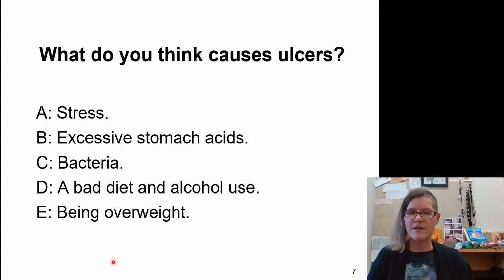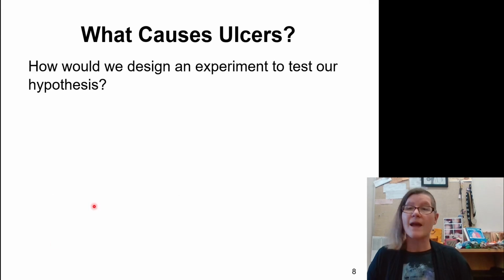But has that been studied? Do we know the answer to that? Well, let's think about it for a little bit. If we thought that acid was a main cause of ulcers, how would you design an experiment to test that? Well, if acid is the cause, we're going to have to think about how can we say, does somebody have acid or do they not?